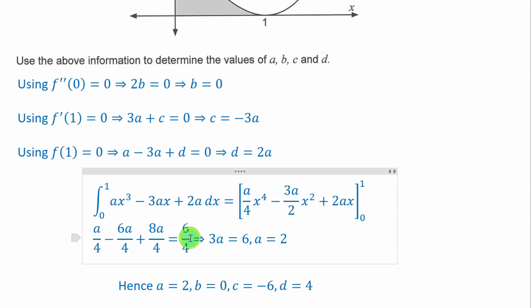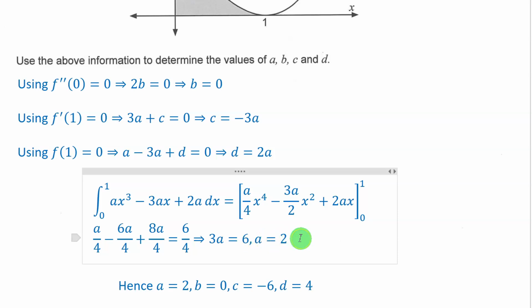That gives us this equation, and on the way through I've decided to put everything over 4 just to make the arithmetic easier when we have to add the tops here. So when we tidy up the top here, we end up with 3a must be equal to 6, so therefore a is 2.